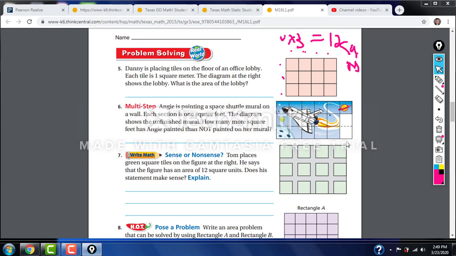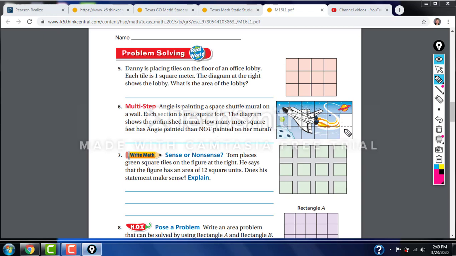That is correct. We're going to have to subtract 2 because those are the 2 that are not painted yet, and that is the question they're asking you. Okay. How many more square feet has Angie painted than not painted? How many more of these that she has painted than these?